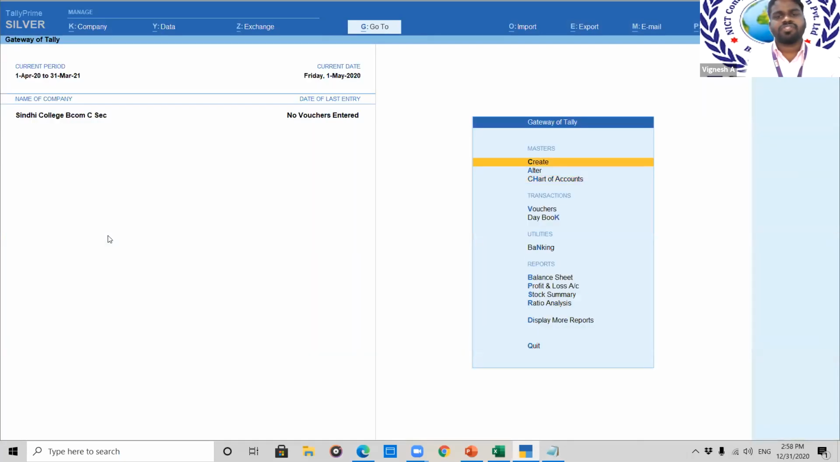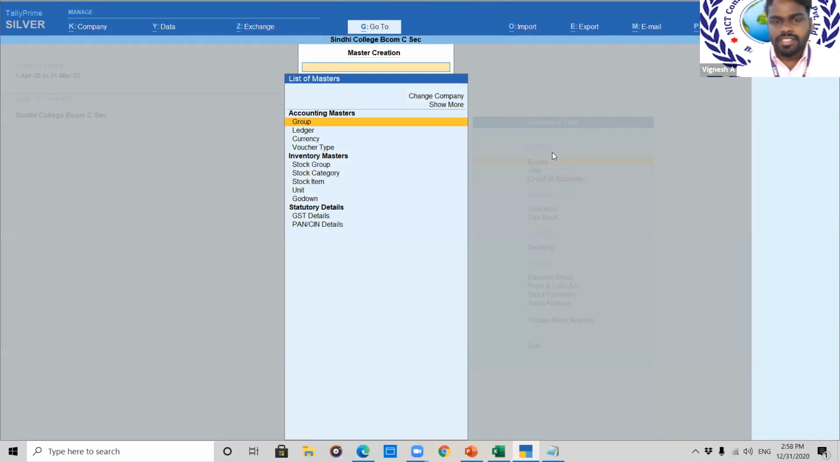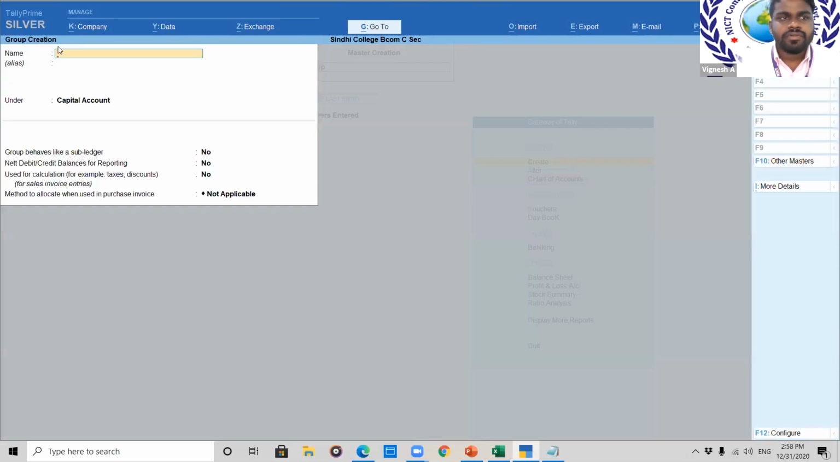Okay, I'll go into the creation screen now. I want to create that own structure. Under your master, go to the create option. You can see group. You will be directly taken to the group creation screen. There you can provide the name. I want administration expenses as a primary, in the sense a main group.